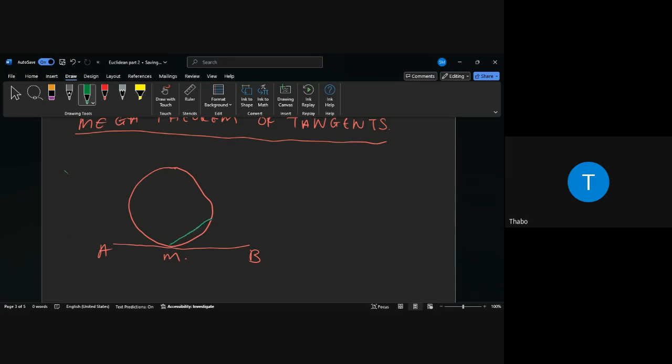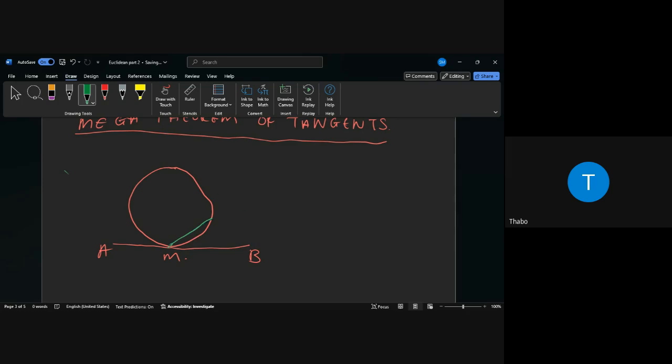Yes. Okay. Is the chord perpendicular to the tangent? No. Yes. Why? Because only a radius or diameter is perpendicular to the tangent. A normal chord is not perpendicular to the tangent. So now let's find out about the relationship between the normal chord and the tangent.